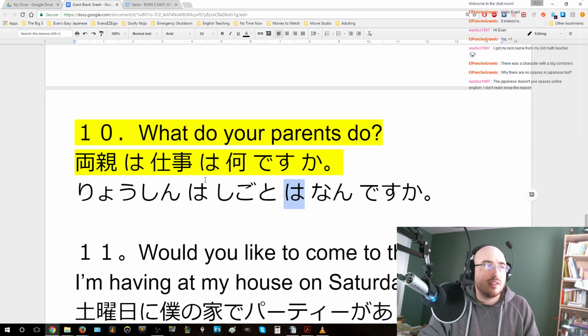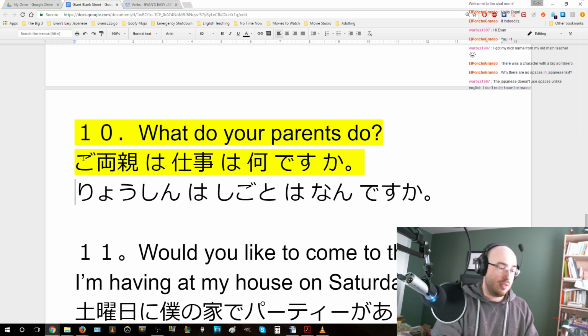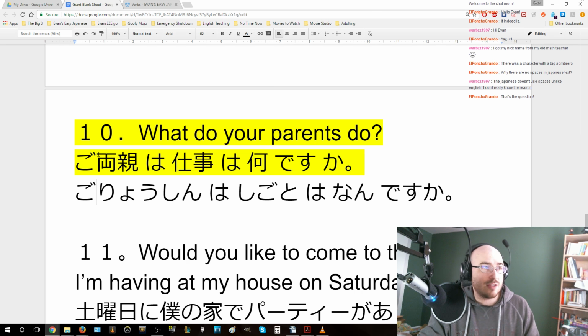However, this translates to, hey, your parents. And even then we could have a go-ryoshin. Go-ryoshin wa. That sort of further emphasizes the fact that we're not talking about our own parents.